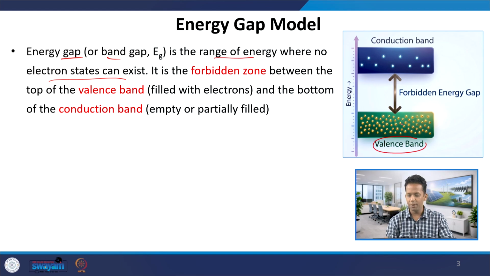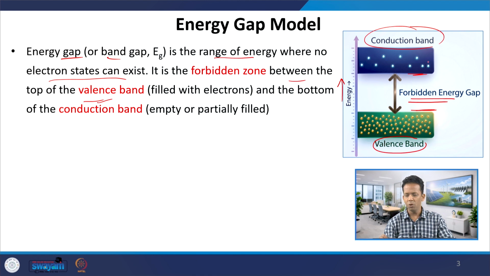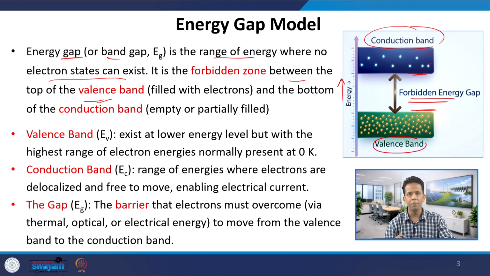So you have here valence band, this is the conduction band, and that's the energy level of both the bands. As you can see, valence band is at the lower energy level, conduction band is at the higher energy level. Between these two energy levels, there is a forbidden zone or forbidden energy gap where there exists no electron. So it is this forbidden zone between the top of the valence band, that is this point, which is always filled with electrons, and the bottom of the conduction band, which is either empty or partially filled with electrons. So this gap is called as energy gap or sometimes called as band gap.